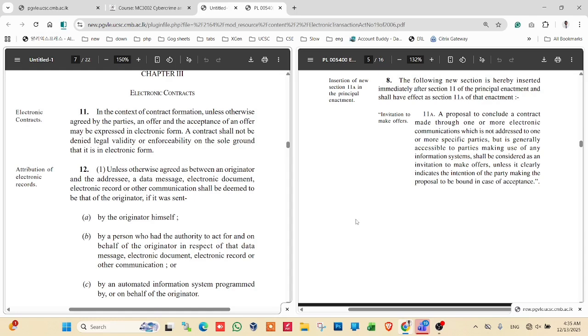All right, so then let's go to electronic contracts. In the context of contract formation, unless otherwise agreed by the parties, an offer and the acceptance of an offer. Now you understand what an offer is and what acceptance of an offer is.